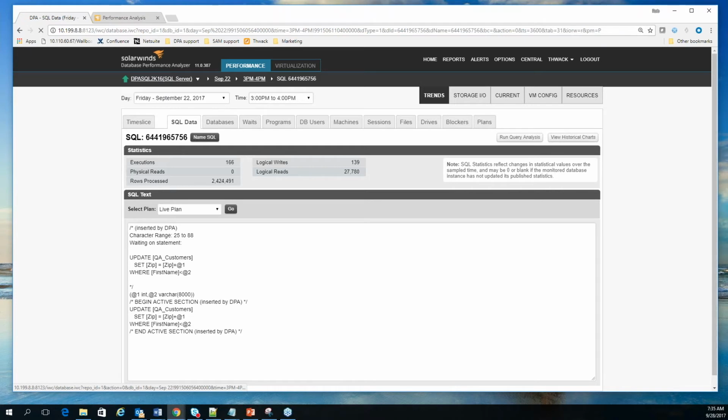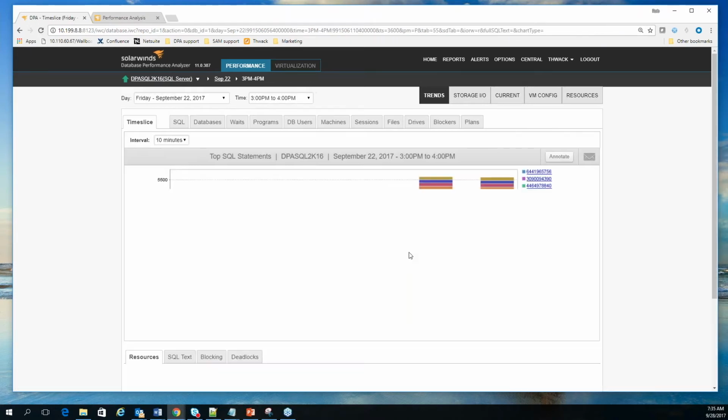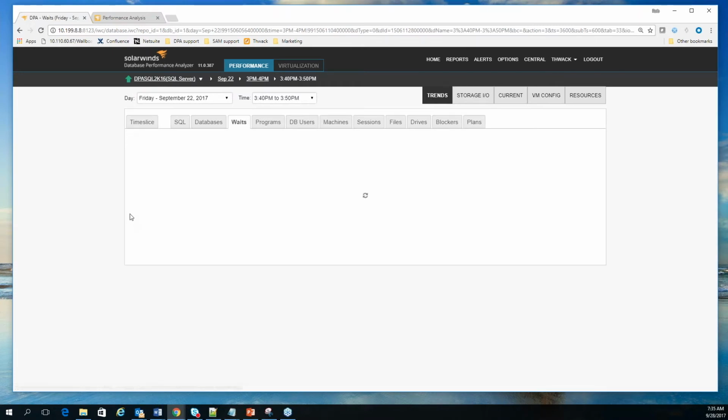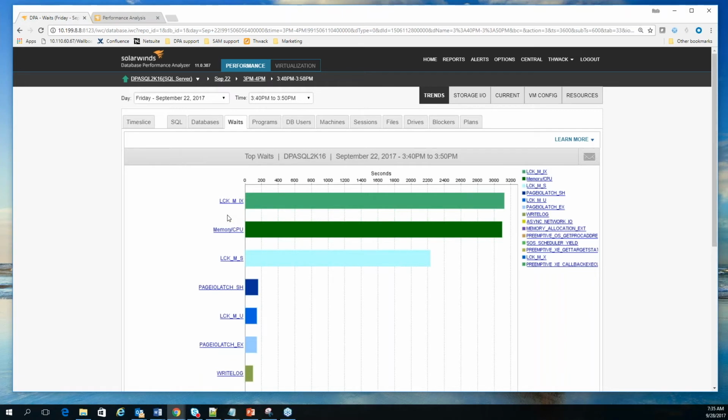Now, I'm going to go back to a 10-minute time period just because it'd be less data to pull. But here, if I look at my waits during this 10-minute time period, I can see that I do have a lot of memory CPU, which is good. Again, if that's my constraint, then that's easily solvable. But I also have a lot of locking, right? I've got this shared, I've got this exclusive locking.